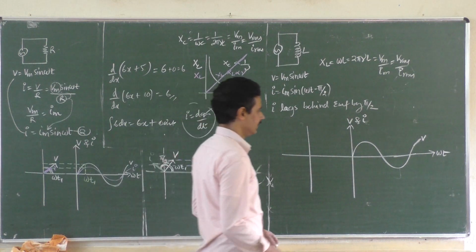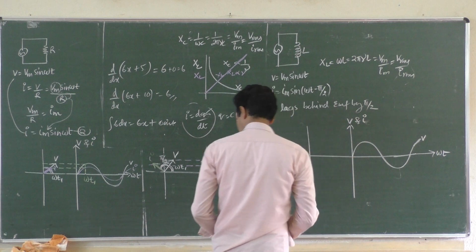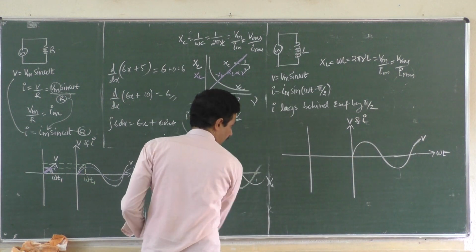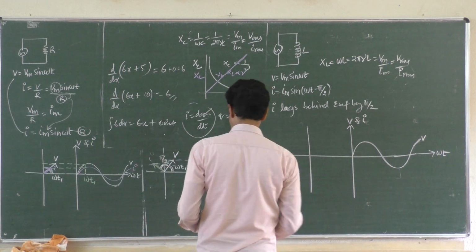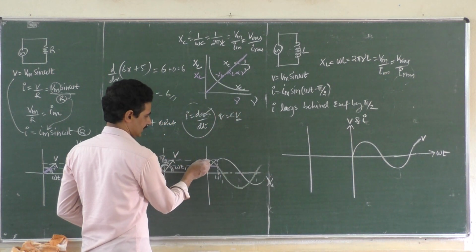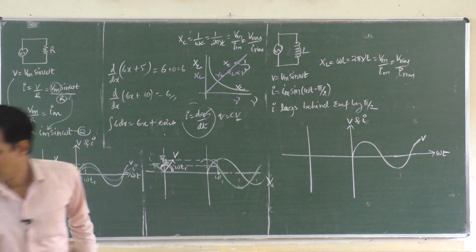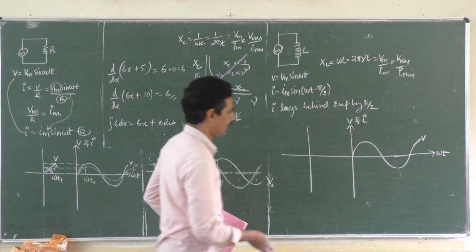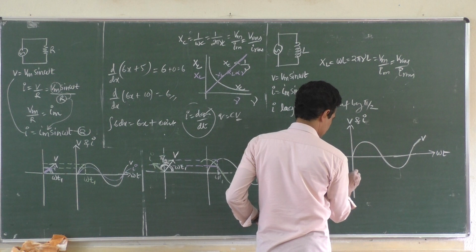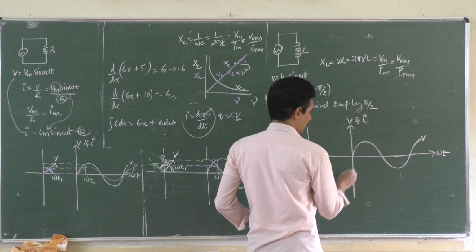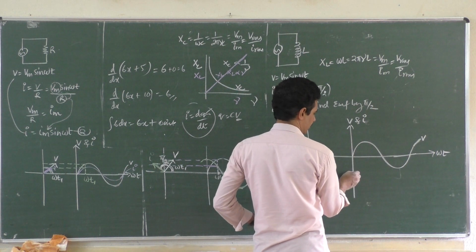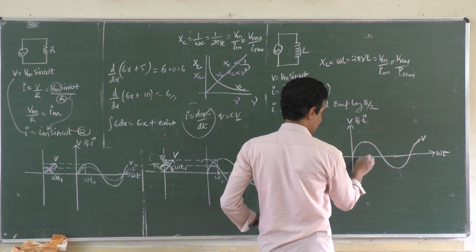Now how will you show that? If you start current from here, it is leading. It should be lagging behind. How should it be lagging behind? You can see this diagram, right? Here you see current is leading. And now I can show it like this. I will start current from here. When this is 0, this is minus maximum. When this reaches maximum, current should be 0.